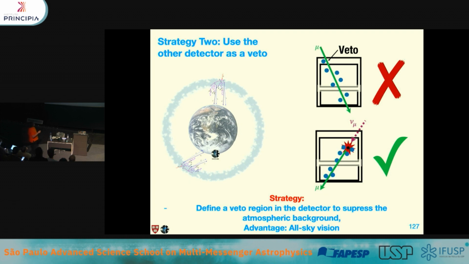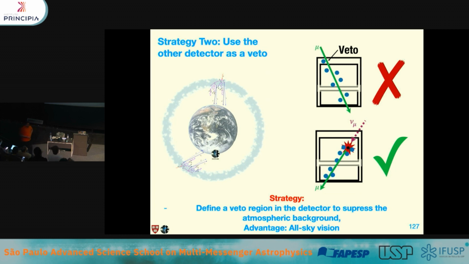So what you could do is introduce a veto region so that I fiducialize my detector. This is my detector, and I decide that I'm going to keep only events that start within my detector's instrumented volume. For example, this outer layer is my veto, and if an event goes through and these blue dots imply they are seeing some light in those photosensors, this is most likely a muon. However, this is most likely a neutrino. So you can define that, and the advantage is that you have acquired all sky vision.